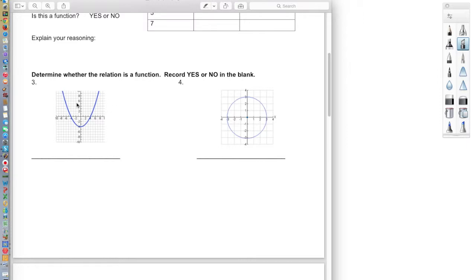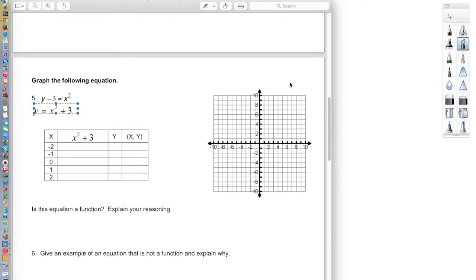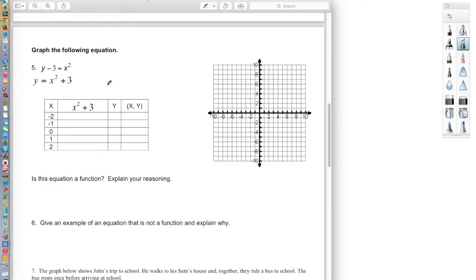Numbers 3 and 4, we have two graphs here. Do one of the tests to figure out if it's a function or not. Again, you might want to reference your notes. And then number 5 says graph the following equation. Just focus on this right here. The reason for that is the original equation was y minus 3 is equal to x squared. Well, we want to have the equation in terms of y. So we have y is equal to x squared plus 3.